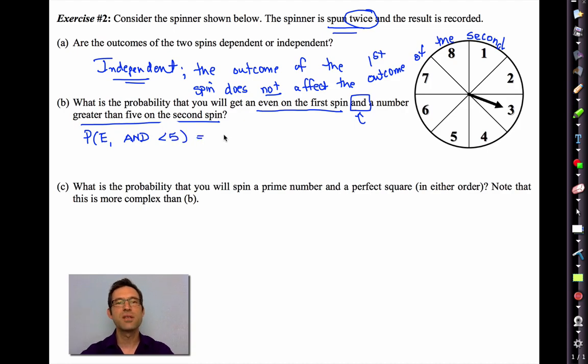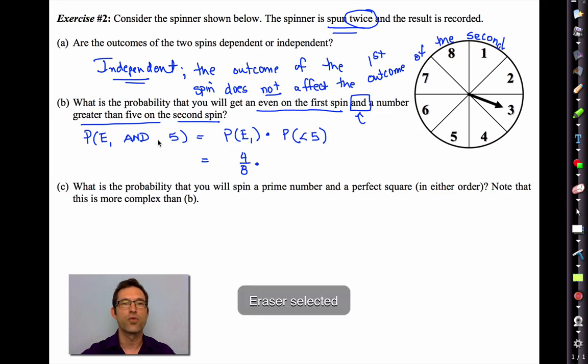Well, because these are independent, we can use what we developed in exercise 1. I can just find the probability I'll get an even on the first spin and multiply it by the probability I'll get a number greater than 5. Getting an even on the first spin, well, that's 4/8 or 1/2, times the probability that I'll get a number less than 5, well, 1, 2, 3, 4. Wait, less than, oh, sorry, greater than 5. I'm like, wait, something's wrong there. I apologize. It should have been greater than 5.